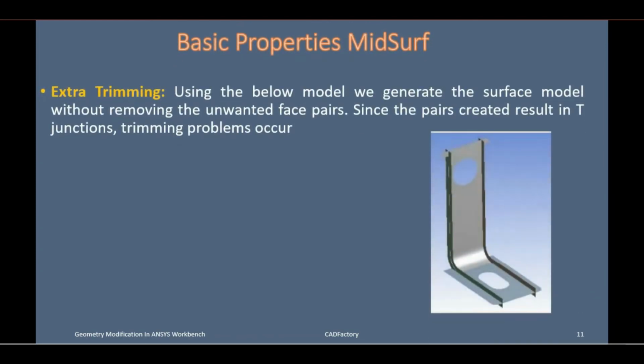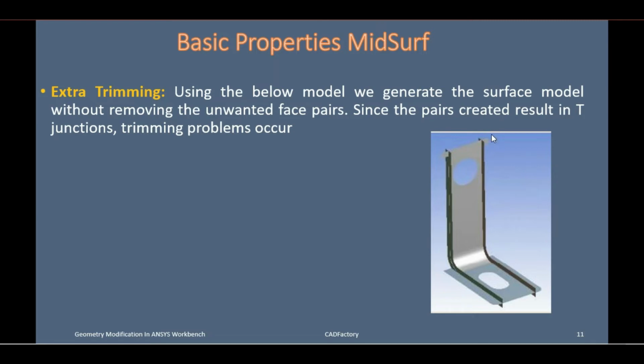After these tolerances, you will find extra trimming. Here an example is given. If there is a surface body in mid surface creation, then you will find these extended surfaces here. Using the below model, we generate the surface model without removing the unwanted face pairs. So here we have not removed any unwanted face pairs. We have not trimmed any extra surfaces here.